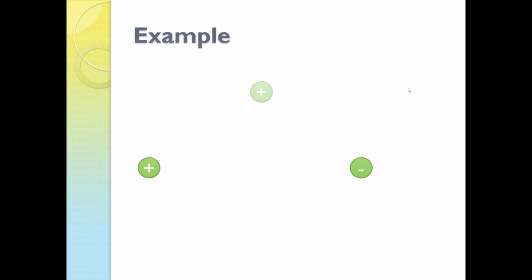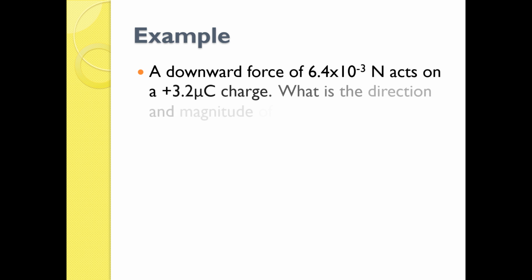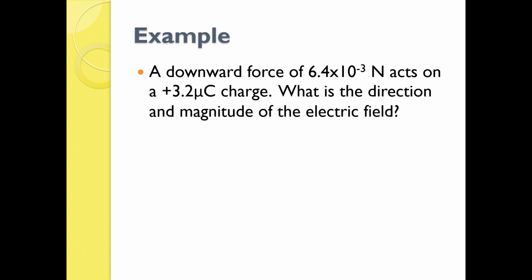All right. There's an example of using our equation from earlier. So let's suppose we have a downward force of 6.4 times 10 to the negative 3 newtons acting on a 3.2 microcoulomb charge. What is the direction and magnitude of the electric field? So this is basically a charged particle sitting inside an electric field, which is either generated by another charged particle or generated by some mechanical device.